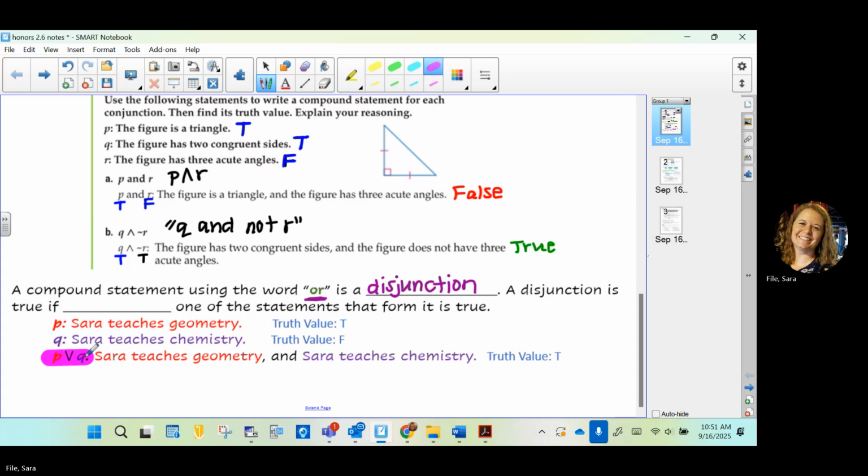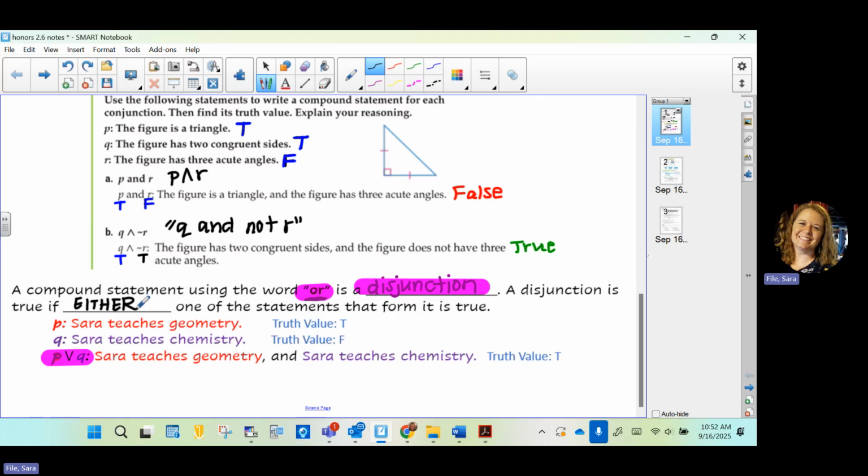I've made that P hard to see. I'll go over that in black. Okay. So when we have an or compound statement, it's called a disjunction, and a disjunction can be true if either one or the other of your two statements in the disjunction are true. If either one is true, the disjunction is true because it's an or statement.